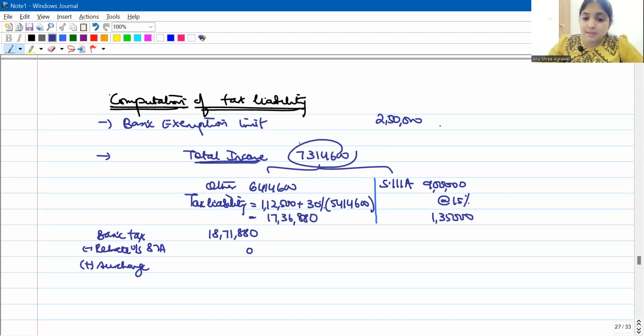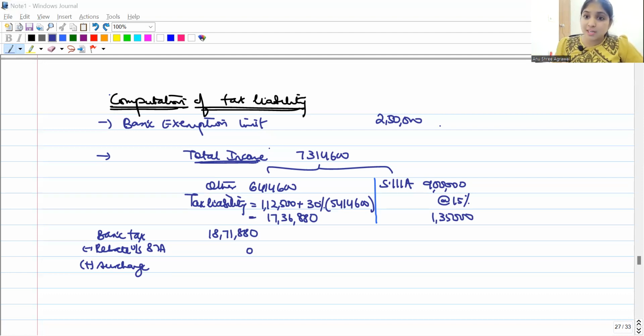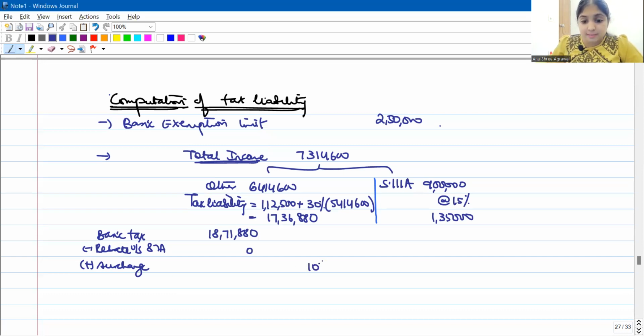Our total income is 73,14,600. So total income is more than 50 lakhs up to 1 crore. So what's the surcharge rate? 10%, 10% of tax. So 10% of 18,71,880. Even on 15% STCG, can I give 10% surcharge rate? Yes. On 111A, maximum surcharge rate is how much? 15%. Here I am charging only 10%. This is allowed. So this is going to be 1,87,188. Then I will think about marginal relief.